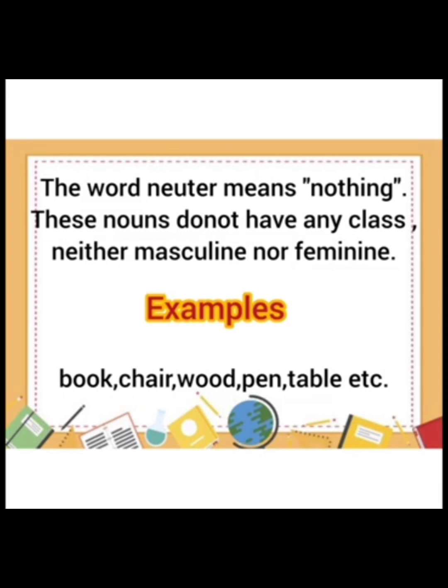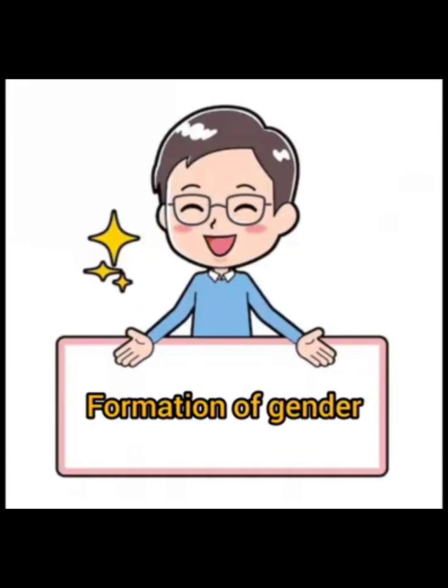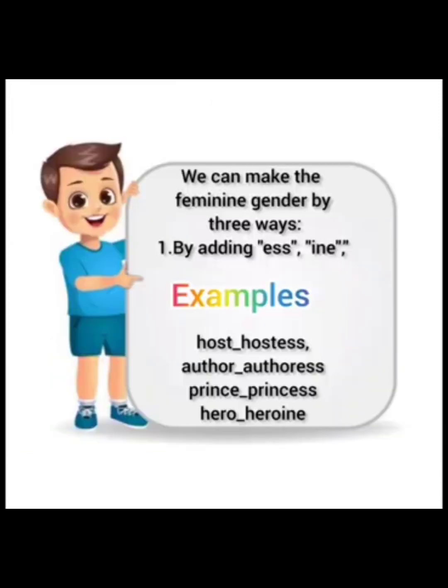Now it's time for formation of gender. We can make the feminine gender in 3 ways. The very first one is by adding ESS or INE. For example, host, hostess, author, authoress, prince, princess, hero, heroine.